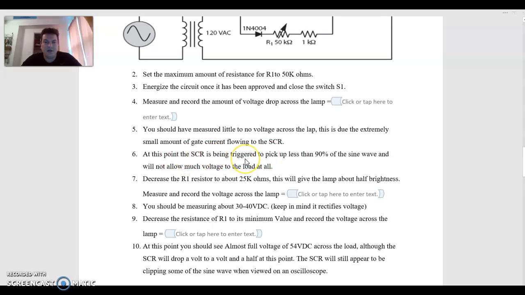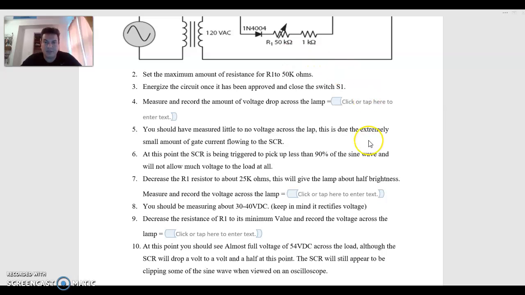At this point, the SCR is being triggered to pick up less than 50% of the sine wave, and will not allow much voltage to the load at all. You're going to decrease the resistor R1, which is our variable resistor. Doing so will increase the amount of current flow to the gate terminal and allow this SCR to start picking up the sine wave sooner.